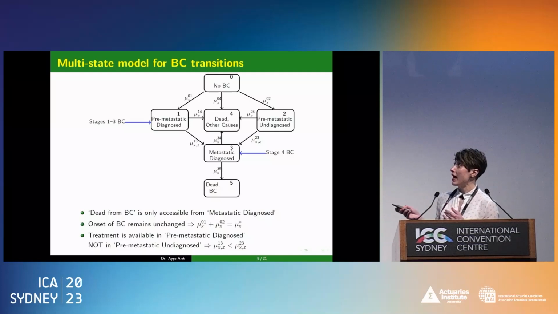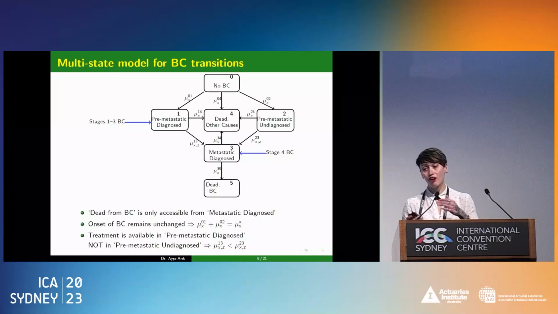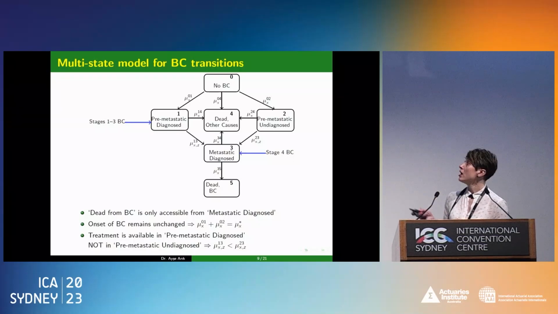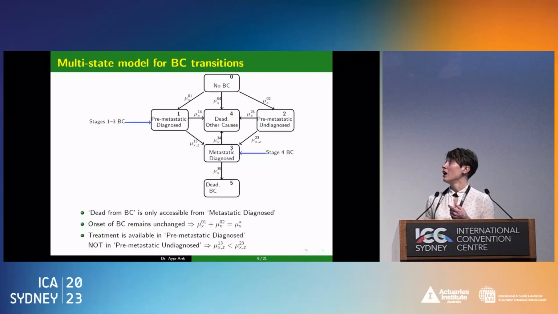Because of this, we also assume breast cancer deaths could only happen after developing metastatic breast cancer. One important thing as part of this model is to introduce state 2, called pre-metastatic undiagnosed. Since this is undiagnosed, it means it is unobservable, so we are basically accounting for something not really measured. And this state alone allows us to quantify the COVID impact as well.